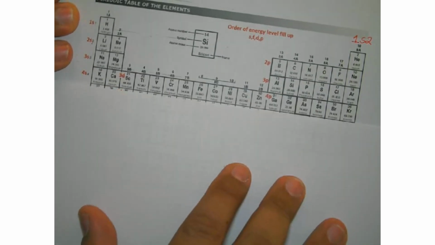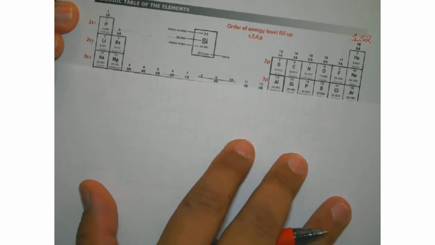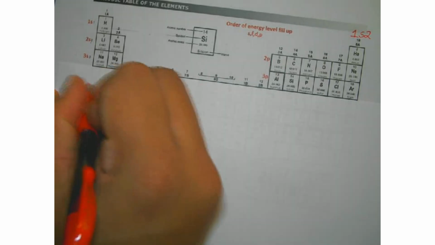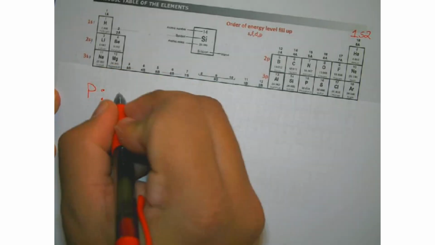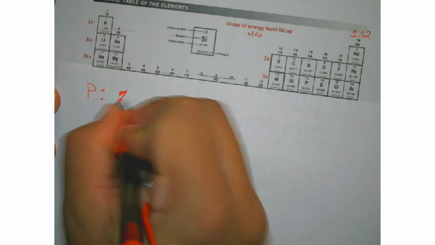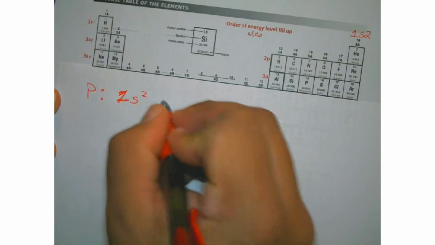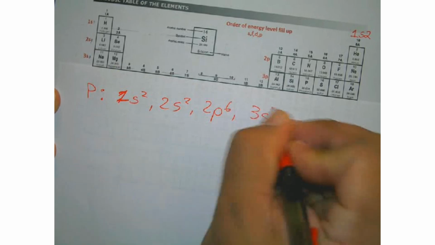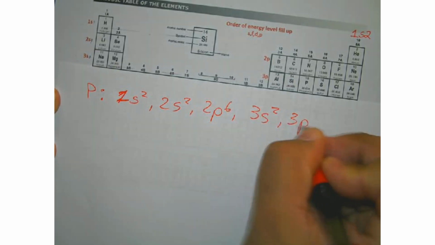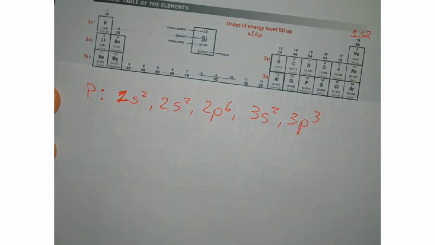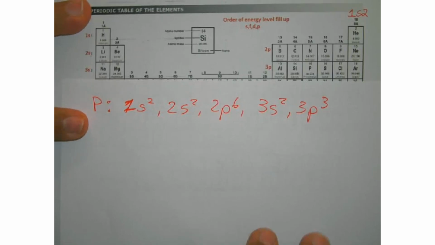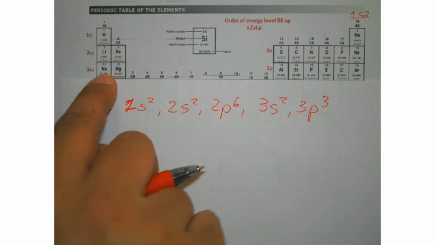We did phosphorus last time, right? Last time, this is what phosphorus looks like. I'm going to do this really fast. Phosphorus, for the normal electron configuration, was 1s2, 2s2, 2p6, 3s2, and then finally 3p3, right? That's the normal electron configuration for phosphorus here. Now, the noble gas configuration is a shortcut. What we're going to do is we're only going to look at the energy level where we find phosphorus.